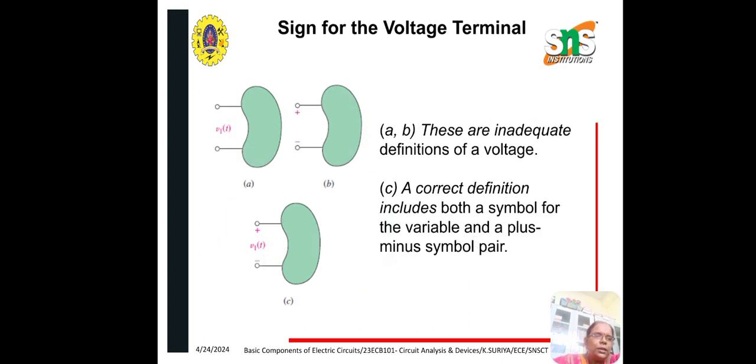So these are inadequate definitions of a voltage. A and B represent inadequate definitions. In diagram A, the polarity is not mentioned. In diagram B, the value or the parameter is not mentioned. So C represents the correct representation of a voltage terminal. Both the sign as well as the parameter have to be mentioned here.